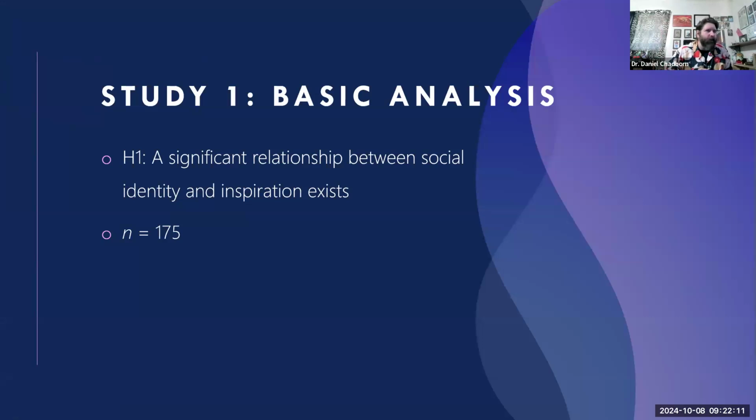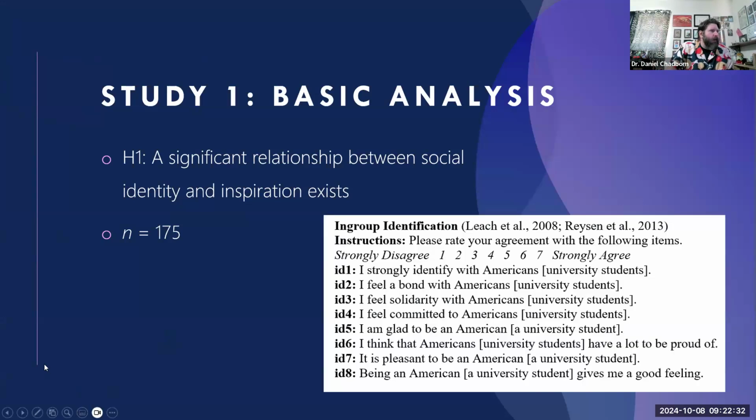The first thing we did is ask: is there a basic relationship? Do we see these relationships between social identity and inspiration? With 175 participants at Texas A&M, University Commerce, and Southeastern Louisiana University, back when I was working on my PhD, we used a series of measures on identity. This is a good example of what a really basic identity scale looked like. We had people identify themselves as Americans or university students.